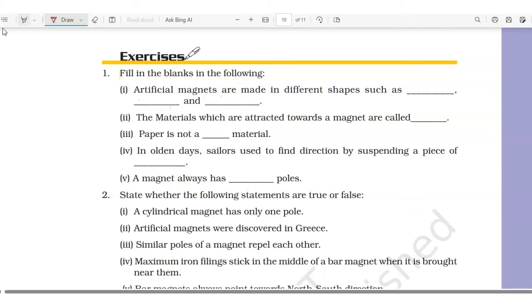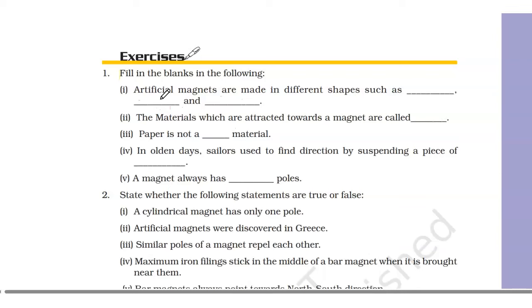Hello everyone. Today we are going to solve the exercise for chapter number 13, that is Fun with Magnets of your NCERT science book. So let us begin. The first question says, fill in the blanks in the following.